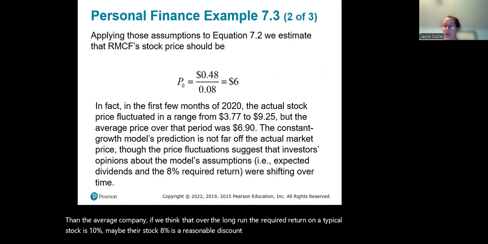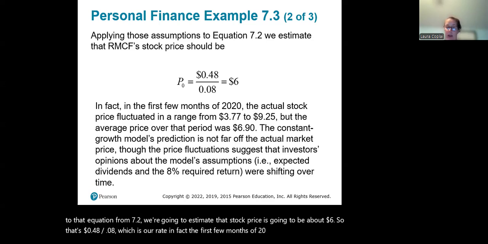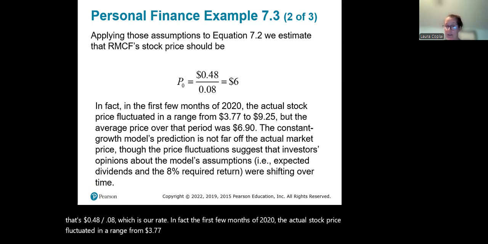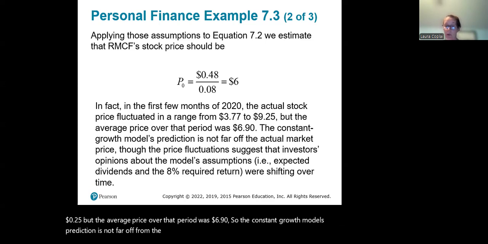So applying those assumptions to that equation from 7.2, we're going to estimate that that stock price is going to be about $6. So that's 48 cents divided by 0.08, which is our rate. In fact, in the first few months of 2020, the actual stock price fluctuated in a range from $3.77 to $9.25, but the average price over that period was $6.90. So the constant growth model's prediction is not far off from the actual market price, though those price fluctuations suggest that investors' opinions about the model assumptions were shifting over time.